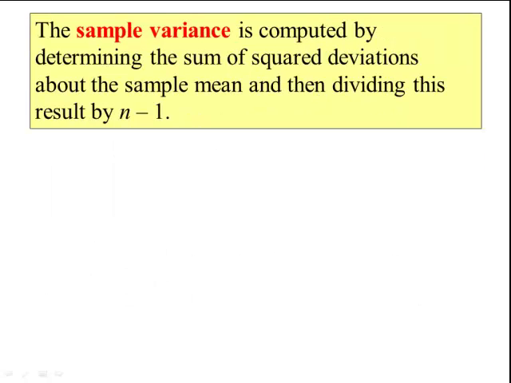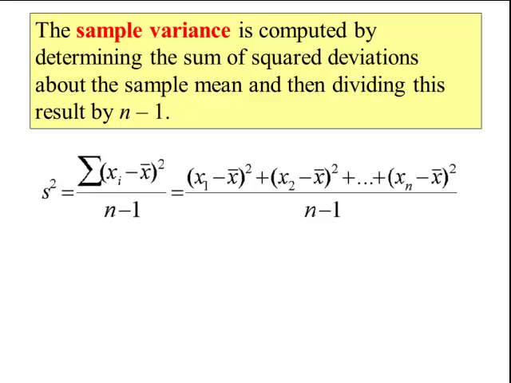The sample variance is computed by determining the sum of the square deviations about the sample mean, that's x bar, and then dividing this result by n minus 1. So here's the formula for the sample variance. This is what we'll be using in this class. So you take each value, you subtract the x bar, the mean, and then you square it, and then you add all those up and divide by n minus 1.